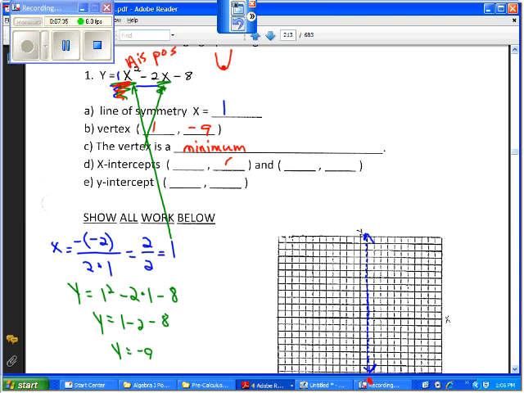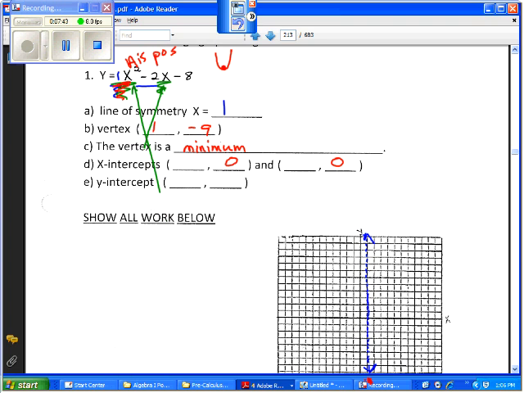To find the x-intercepts, we let y be 0. I'm going to clean out my work area. So I would let y be 0. So I'm going to have 0 equal x squared minus 2x minus 8. Now we have to remember something from the past. We have to remember how to solve a quadratic. We can solve by factoring. We can solve by using the quadratic formula. Now, let's talk about 2 or 3 things here because we need to review.